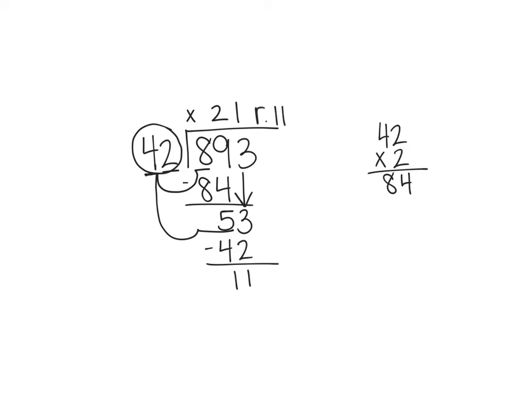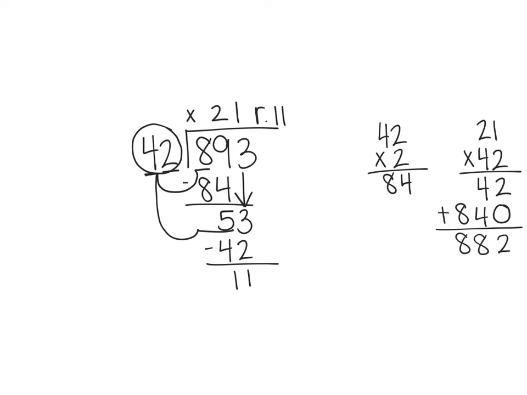Now to check this problem, I'm going to take my answer, which is 21, and multiply that by 42. So 1 times 2 is 2. 2 times 2 is 4. Put your 0. 4 times 1 is 4. 2 times 4 is 8. Add this together. When you do that, you're going to get 882. And don't forget to then add your remainder of 11. And when you do that, you get 893.